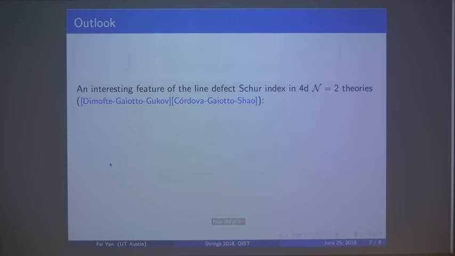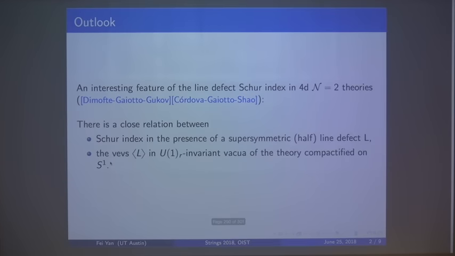So if I have 20 seconds, this is one of the slides I would like to show. In this talk, I will introduce to you an interesting feature of the so-called line defect Schur index in 4D N=2 theories, first introduced by Dimofte, Gaiotto, Gukov, and further investigated by Cordova, Gaiotto, Shao. What we found is a close relation between the Schur index in the presence of a supersymmetric line defect and the value of the line defect on the U(1)_R invariant vacuum of the theory compactified on a circle.